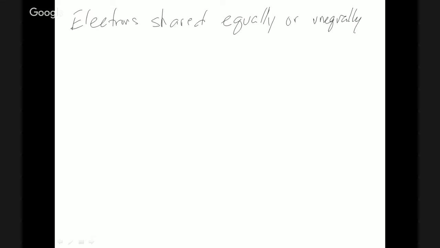So electrons are shared equally, right? They're either transferred in ionic bonds, but in covalent bonds, they're shared. They're either shared equally or unequally. Makes sense. Equally is a non-polar bond. Unequally is a polar bond. What do we mean by polar and nonpolar? Polar bond has a dipole moment. Okay, let's define that. A nonpolar bond is a bond between two atoms of equal electronegativity.